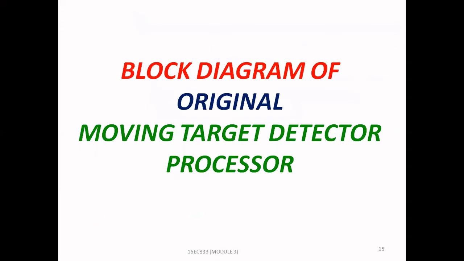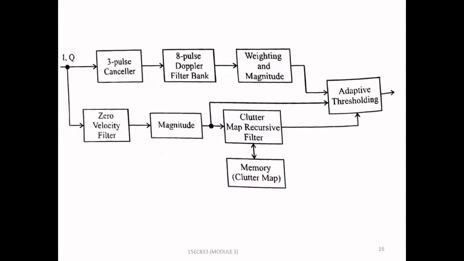Let us discuss the block diagram of original MTD processor or moving target detector processor. This is the block diagram of original MTD signal processor. It is having various blocks like 3 pulse canceller, 8 pulse Doppler filter bank, weighting and magnitude, adaptive thresholding, clutter map recursive filter, memory clutter map, magnitude, zero velocity filter. Input is in phase channel output I and out phase or quadrature phase output Q.